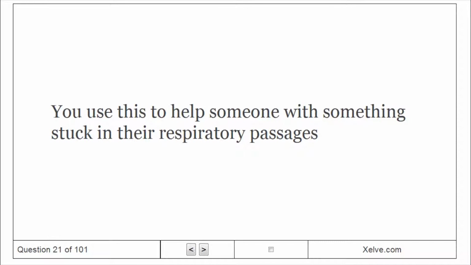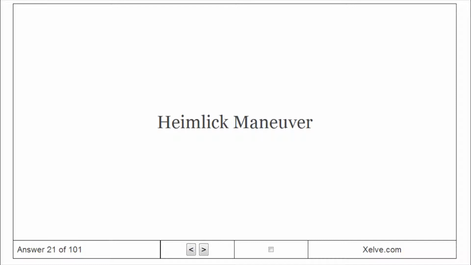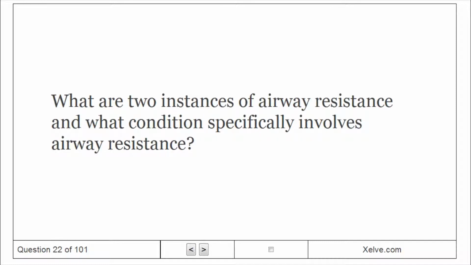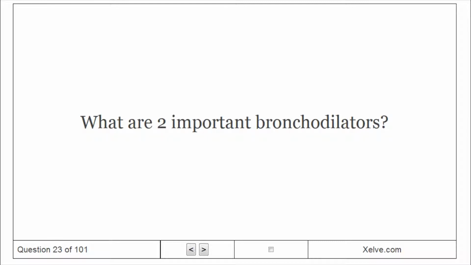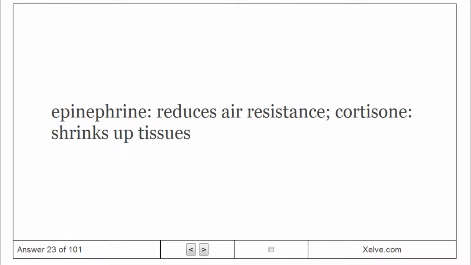You use this to help someone with something stuck in their respiratory passages. Heimlich maneuver. What are two instances of airway resistance and what condition specifically involves airway resistance? One, anything that impedes air in and out of the lungs. Two, bronchoconstriction. Asthma is when the smooth muscle is very sensitive to histamine. What are two important bronchodilators? Epinephrine reduces air resistance, cortisone shrinks up tissues.